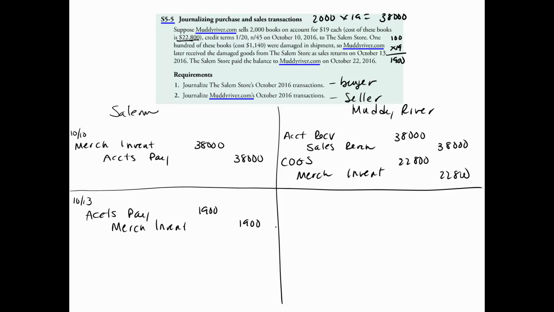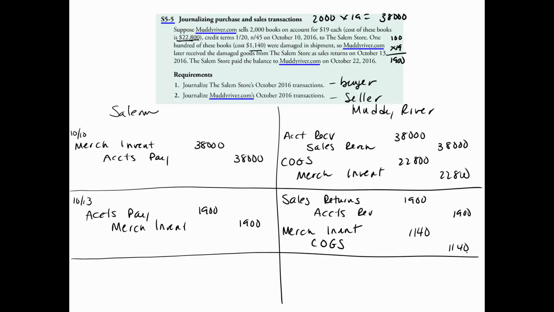Now when Muddy River gets that, again, they'll undo the sale, right? So they will debit sales returns and allowances and credit the accounts receivable to show that they don't owe that anymore for the $1,900, and then they have to undo this transaction, or at least part of it. So they will debit merchandise inventory to show that they have that back in, and credit cost of goods sold, since that part of the sale didn't happen, they want to undo that, and they're saying the cost of what was returned was $1,140. So that's how the return looks to the buyer and how that same return looks to the seller.